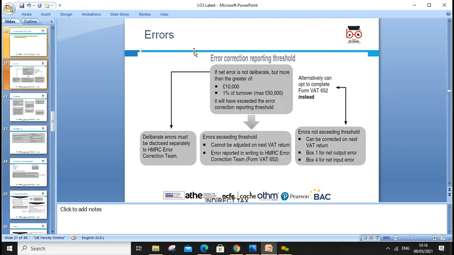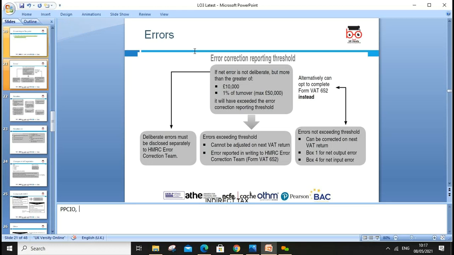Then errors. If we have errors, there is a correction reporting threshold. If the net error is deliberate, we know PPCIO. Do we know PPCIO? Popular people chat in office, yeah? So the ethics will apply as well, not just the rules. But if it is greater than 10,000, or 1% of turnover with a maximum of 50,000, it exceeds the error correction reporting threshold. Then we need to fill in the required form and declare it.